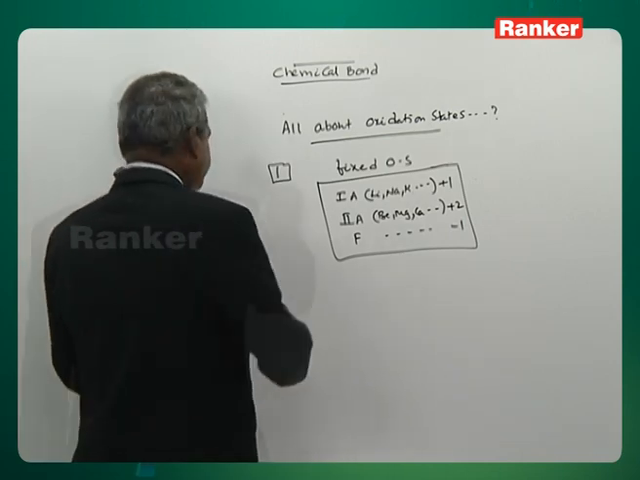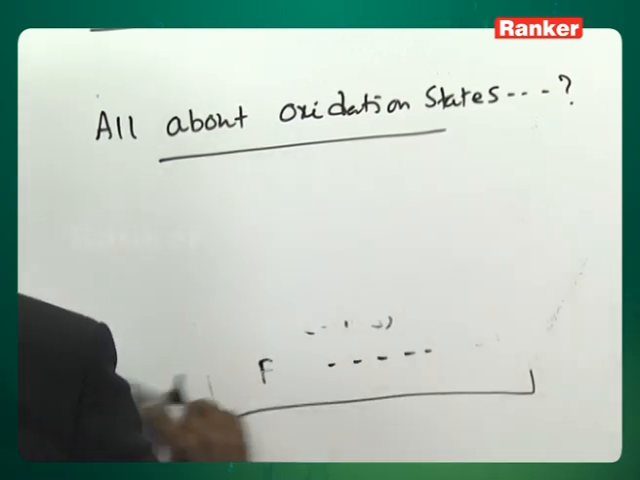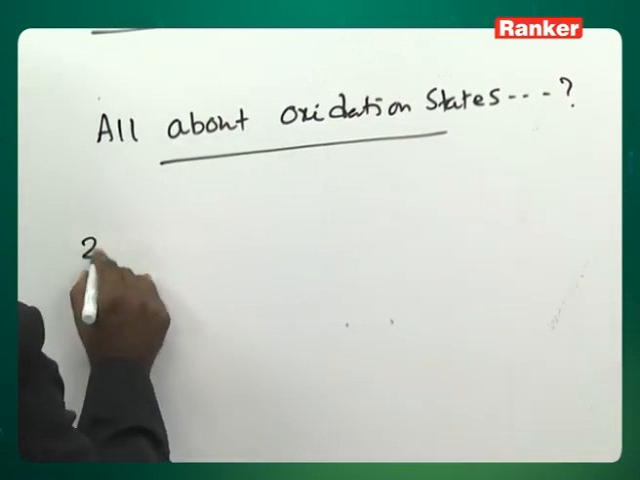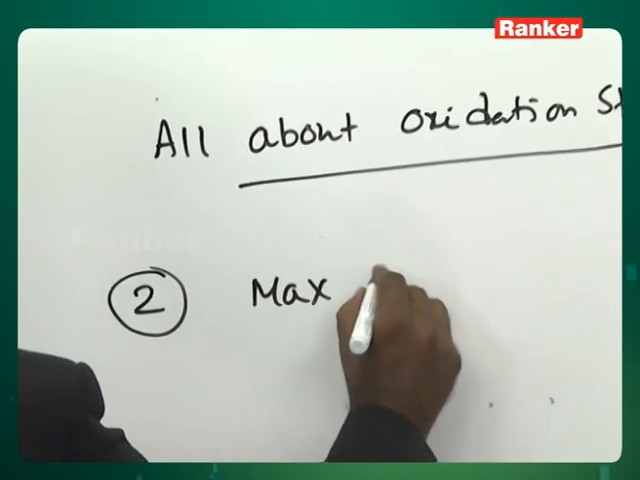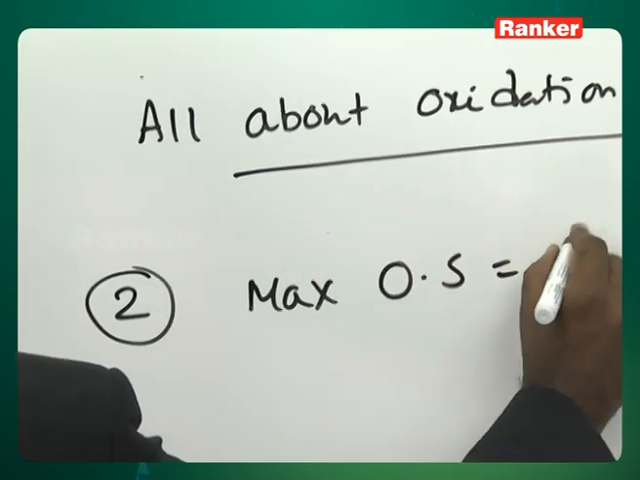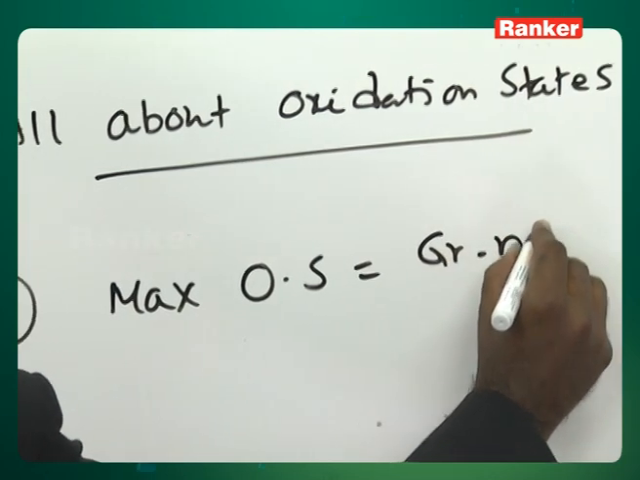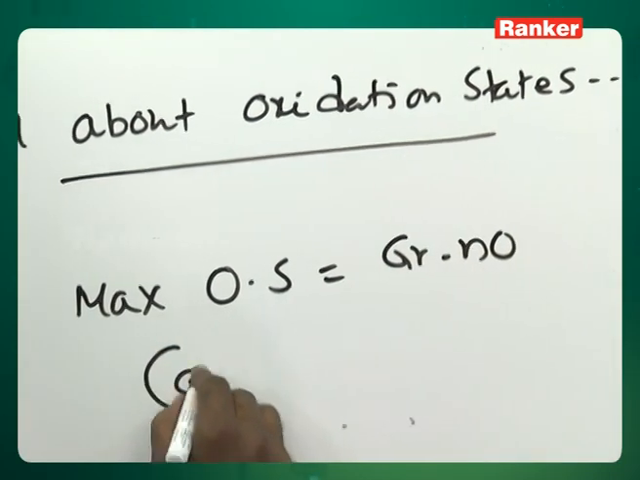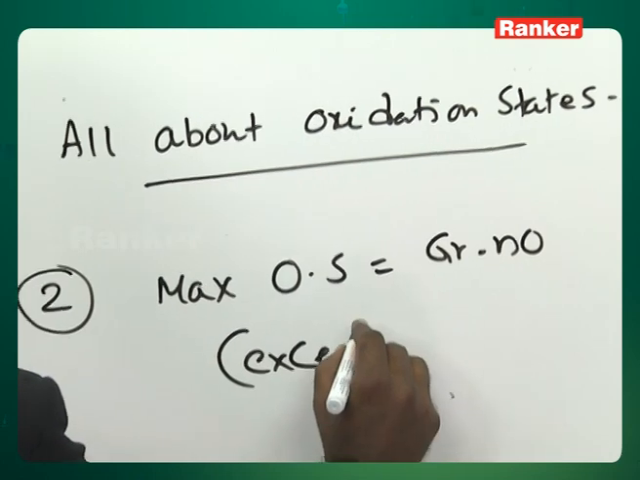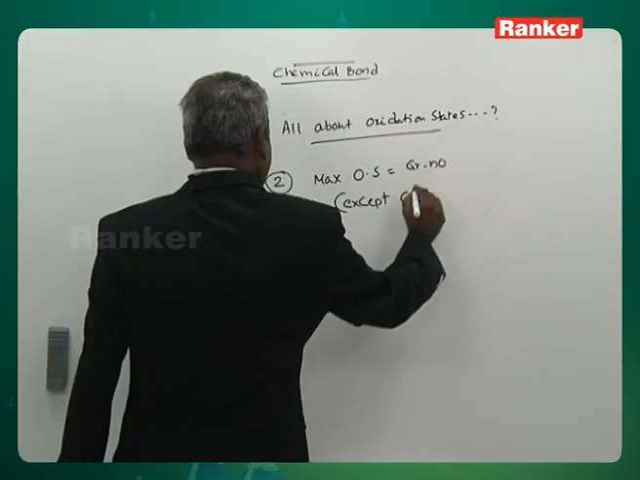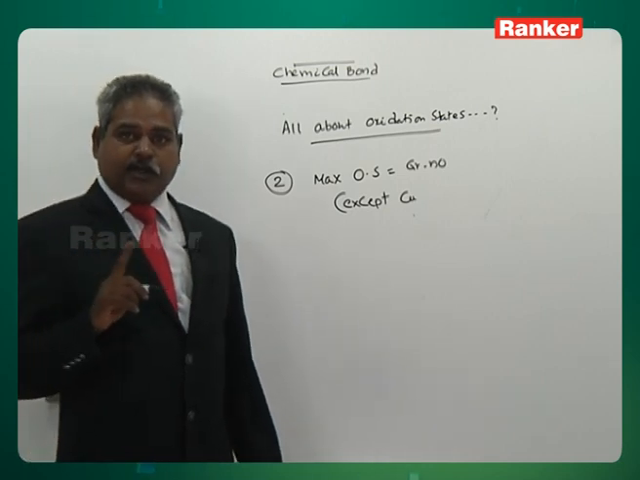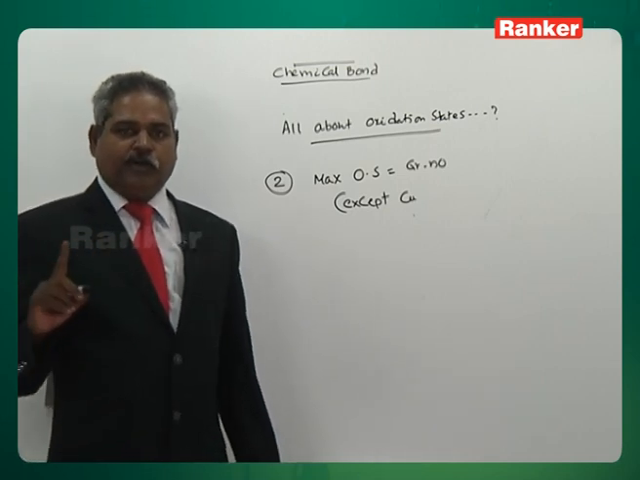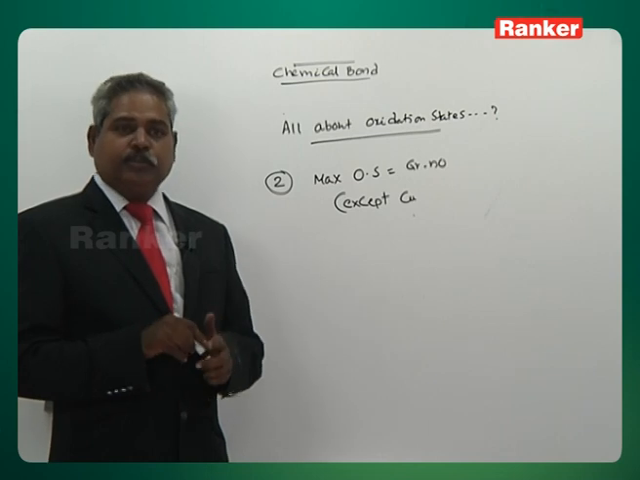Second, maximum oxidation state. Maximum oxidation state of an element is equal to its group number. The chief exception being copper. And when I say group number, it is Mendeleev's group number, it is not the IUPAC group number. IUPAC group number is not very much useful.